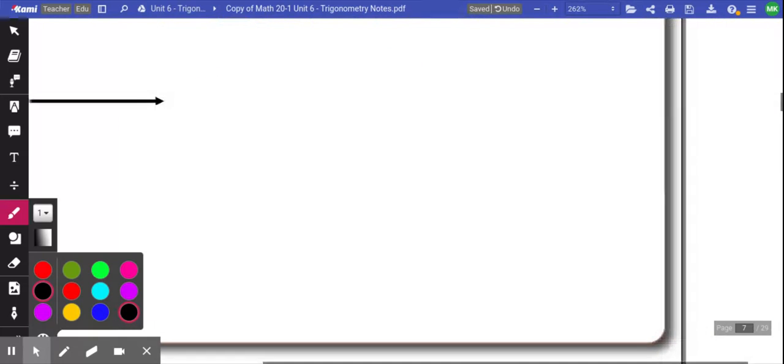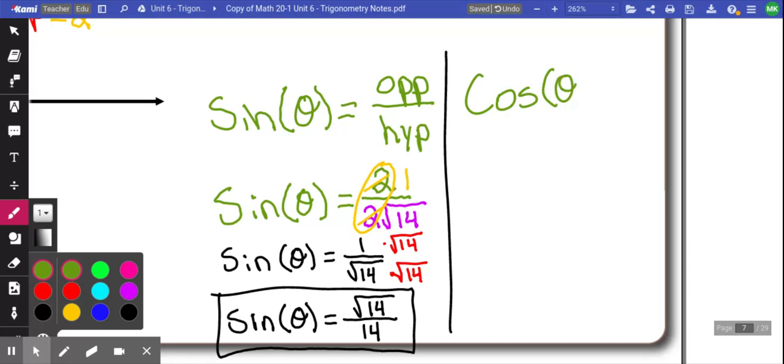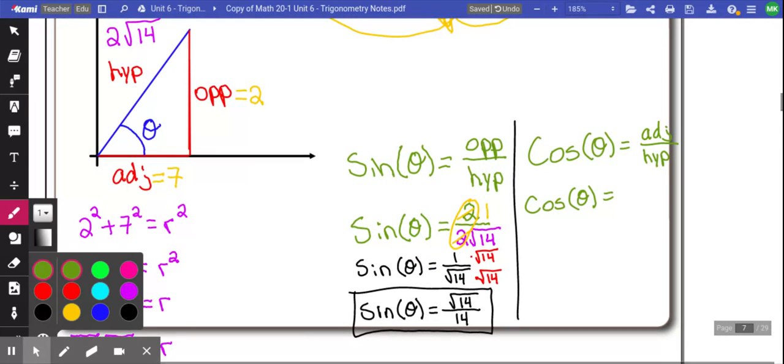We can also do cos. So cos of theta equals adjacent over hypotenuse. That means cos of theta equals, if we look at our triangle, adjacent is 7. Hypotenuse is 2 root 14.